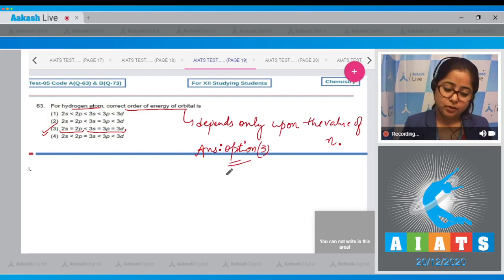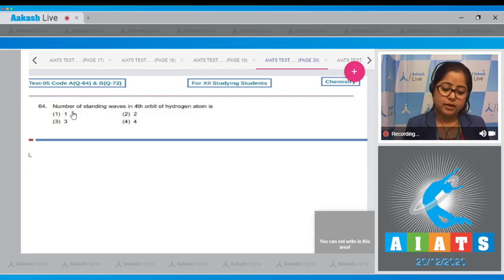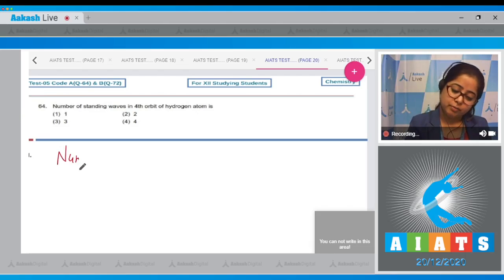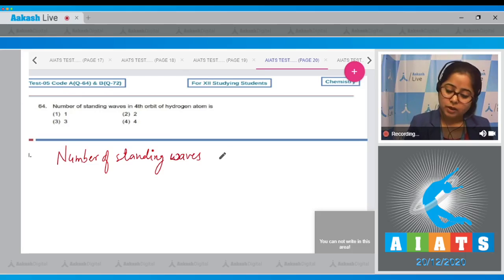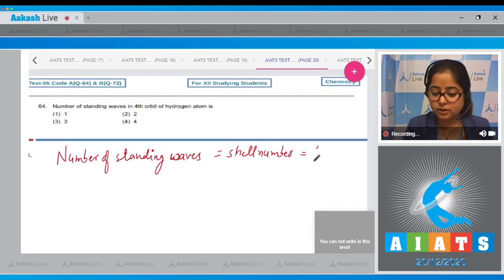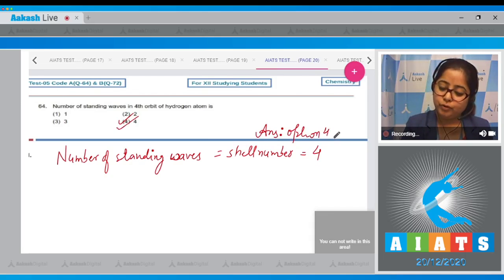Moving to next question, which is 64. Let's read it. Number of standing waves in the 4th orbit of hydrogen atom is. Student, the number of standing waves is equal to shell number, which is equal to principal quantum number value, that is 4. Here it is 4. So the correct answer is option number 4.